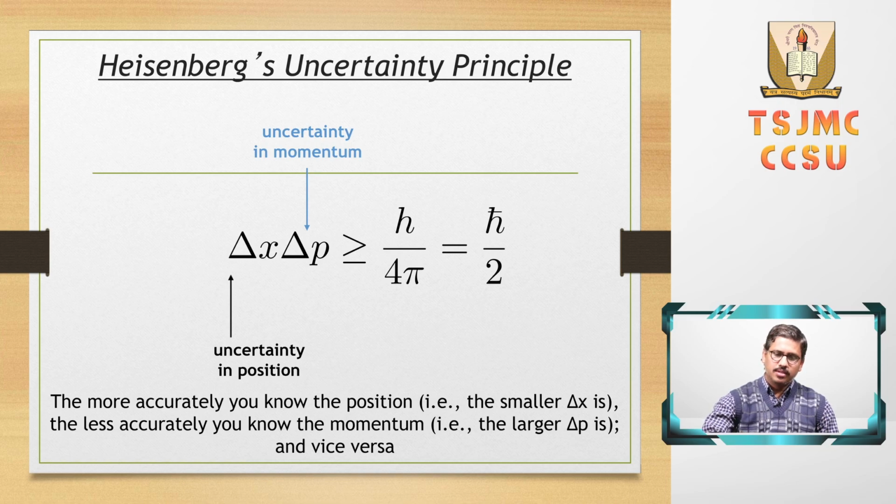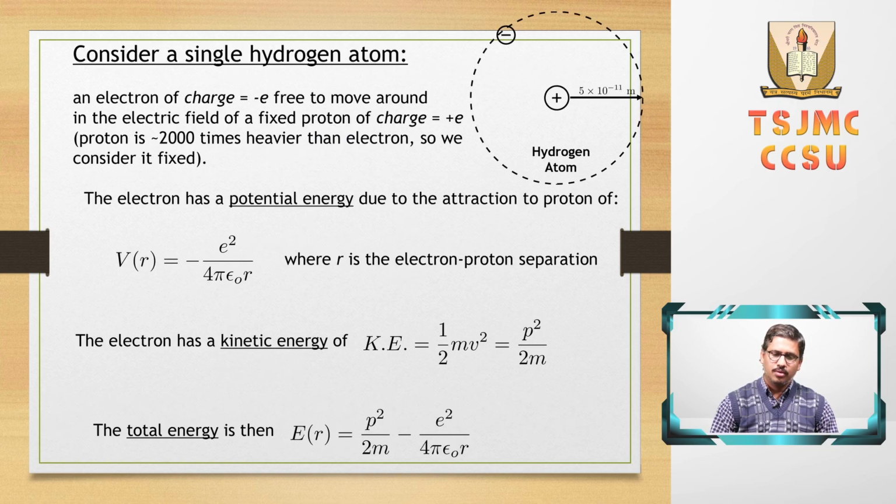Now, for the best application of this uncertainty principle, all of you know the hydrogen atom. What is the hydrogen atom? As you know, the atom is built up of a nucleus and an electron. The central part is one proton, and one electron revolves around the first orbit of this nucleus. This is the hydrogen atom, and as we know, the mass of a proton is 2000 times heavier than the electron.